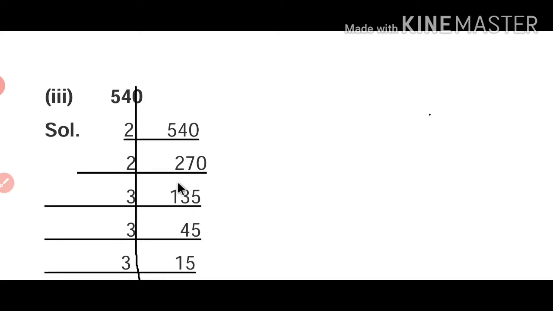Third one, 540. So 0 is given at its unit place, it means it is divisible by 2. So 2 2s are 4, and 5 minus 4, 1 is left, so 14. 2 7s are 14 and 0 as it is. Again it is an even number, so we have to divide by 2. So 2 1s are 2, 2 3s are 6, and 7 minus 6, 1 is left, means 10, and 2 5s are 10.